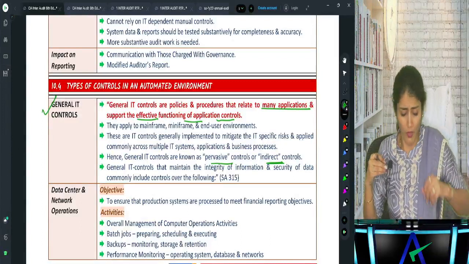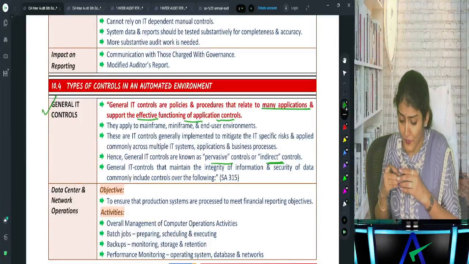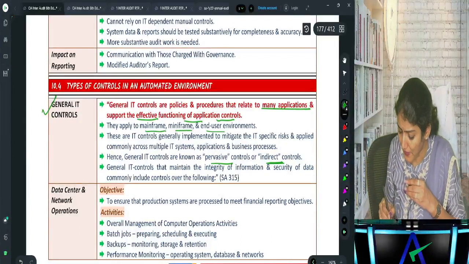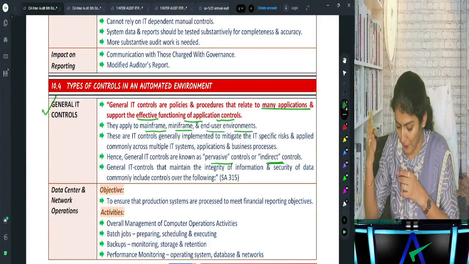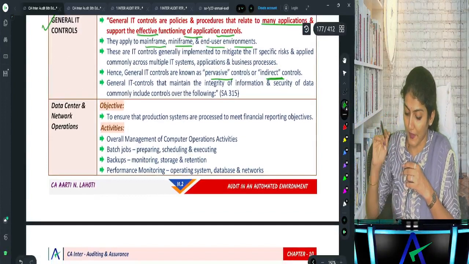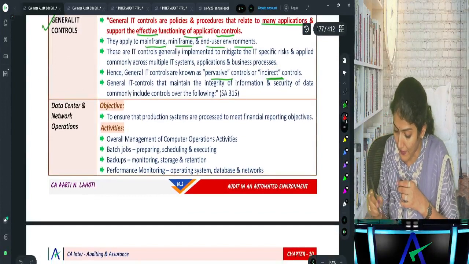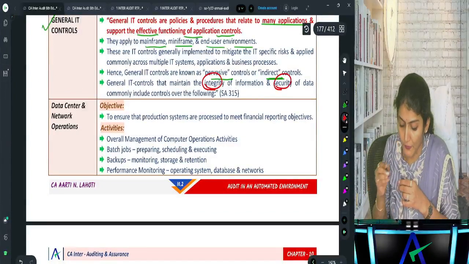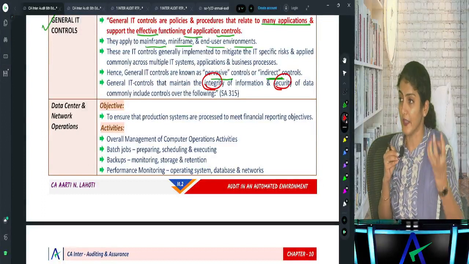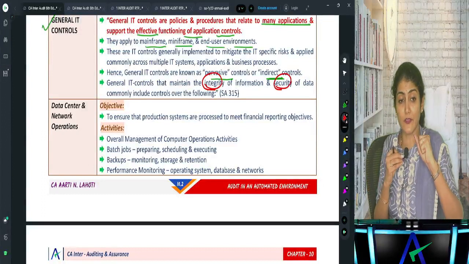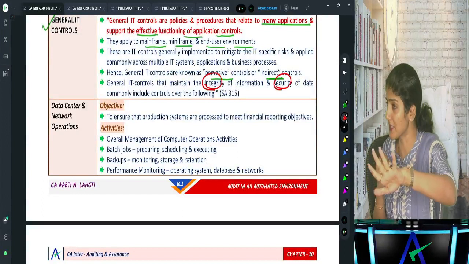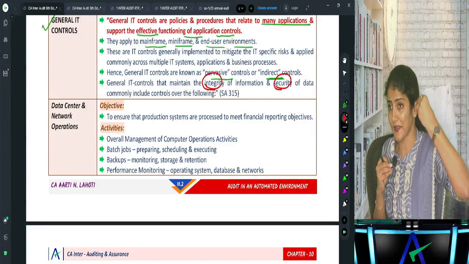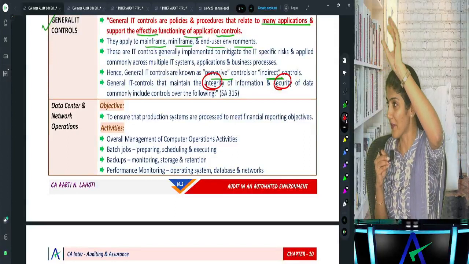They apply to which environment over there? Mainframe, mini-frame, and the end user environment. And general IT control maintains the integrity of the information and the security of the data. Because in computers there is a concept of GIGO. What is GIGO? Garbage in, garbage out. If you enter wrong data into the computer, obviously the output is going to be wrong.